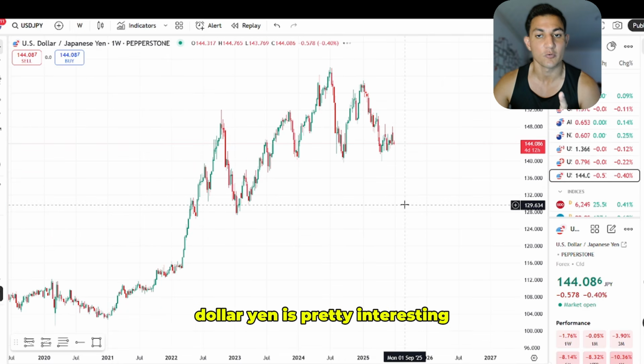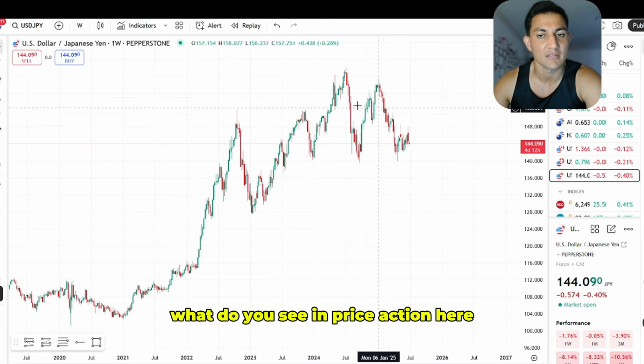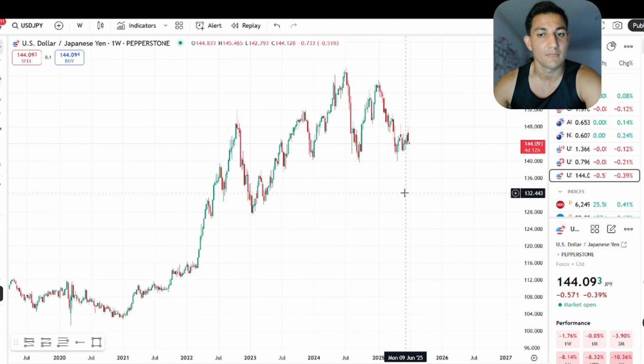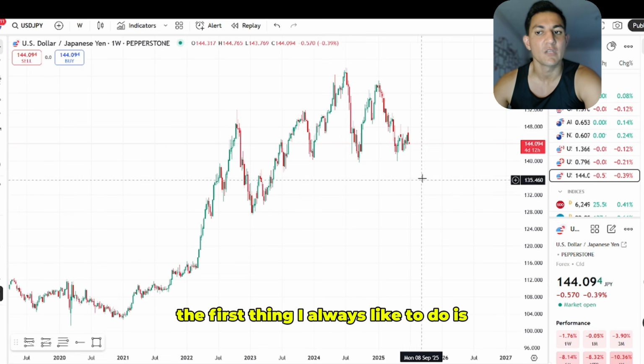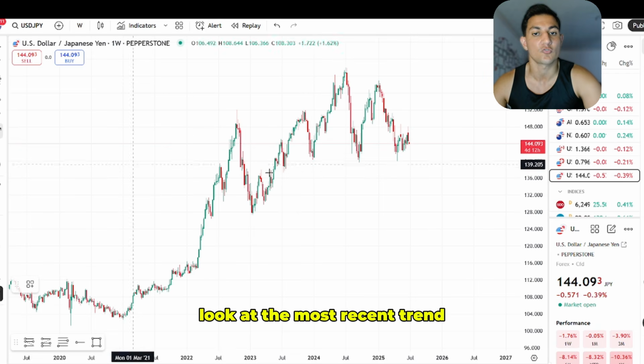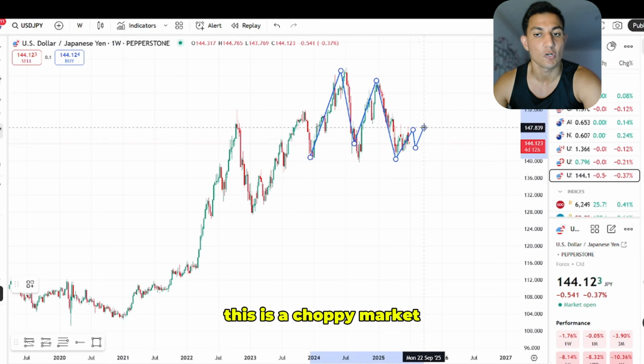Now, dollar yen is pretty interesting. What do you see here? All right, think for a few seconds. What do you see in price action here? Right? I see choppiness, right? And you know how I said, the first thing I always like to do is look at the most recent trend? Well, there's not really a trend here, right? This is a choppy market.